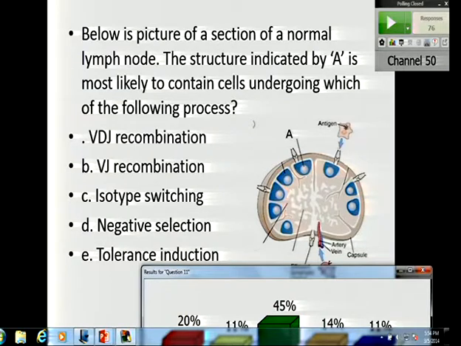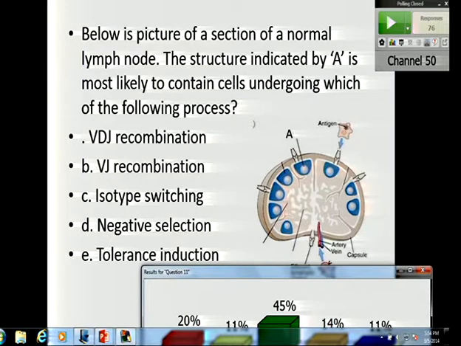Let's look at each one of them. VDJ recombination, where does it take place? Does it take place in the lymph node or in the bone marrow? Bone marrow. VJ recombination, bone marrow. Negative selection, thymus or bone marrow. And tolerance induction, same, in the bone marrow or thymus. So all these are processes that take place before encountering an antigen. Isotype switching is after encountering the antigen.